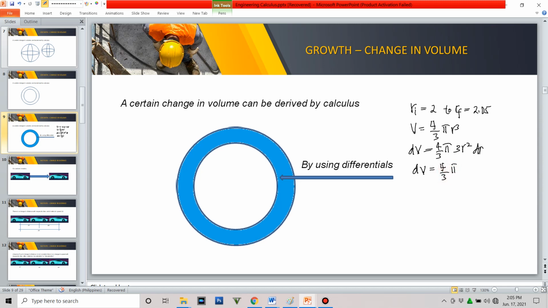With this, dV is equal to 4/3 pi times 3 times r squared, which is 2 squared, times the change in radius, which is obviously 0.05. With that we will have the value of dV equivalent to 2.51 cubic units. So this is the procedure on differentials. It can deal with the change in volume, which is under growth.